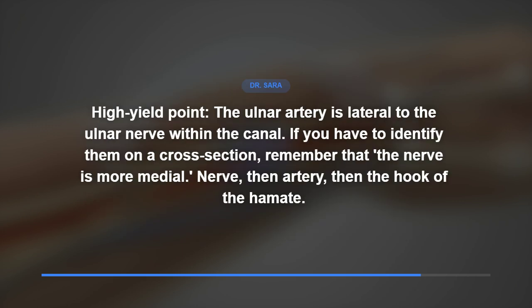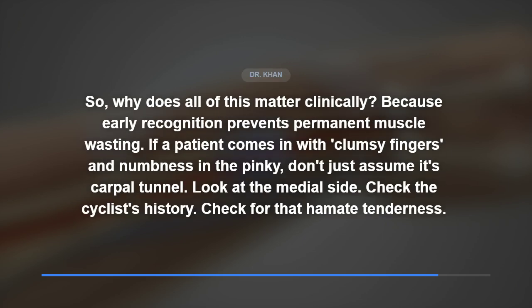High yield point. The ulnar artery is lateral to the ulnar nerve within the canal. If you have to identify them on a cross-section, remember that the nerve is more medial. Nerve, then artery, then the hook of the hamate. So why does all of this matter clinically? Because early recognition prevents permanent muscle wasting. If a patient comes in with clumsy fingers and numbness in the pinky, don't just assume it's carpal tunnel. Look at the medial side, check the cyclist history, check for that hamate tenderness.